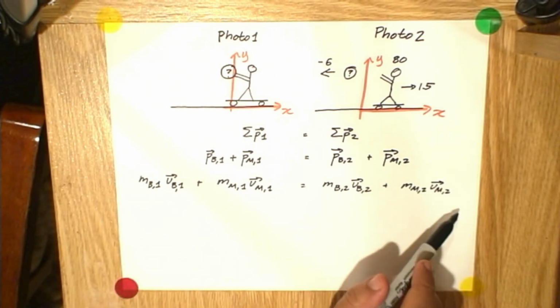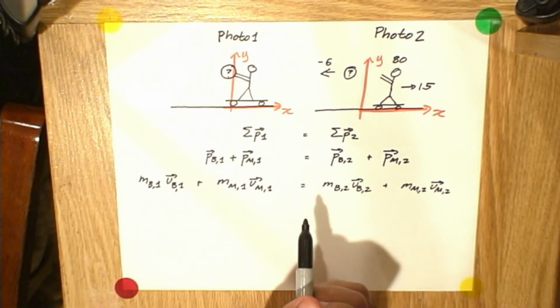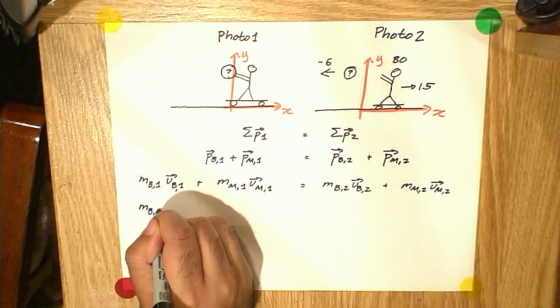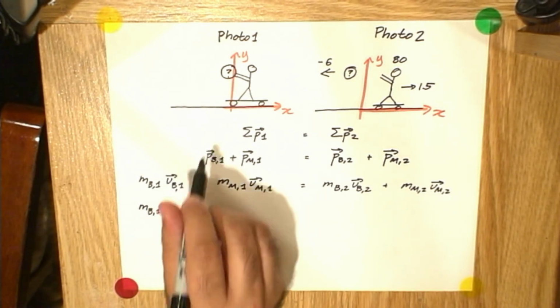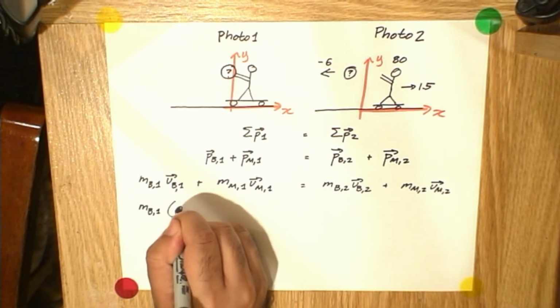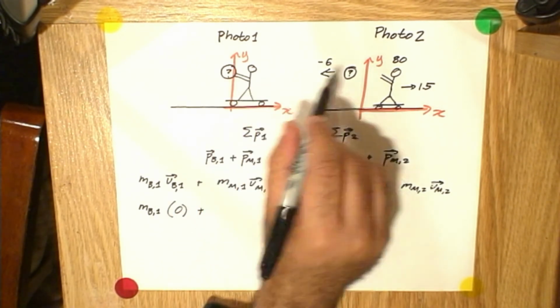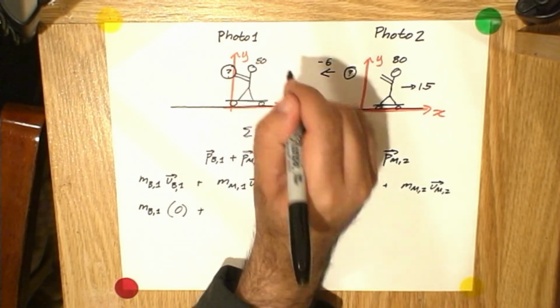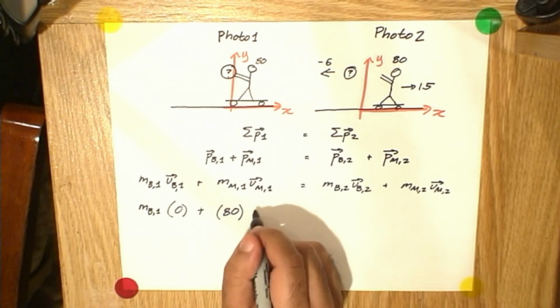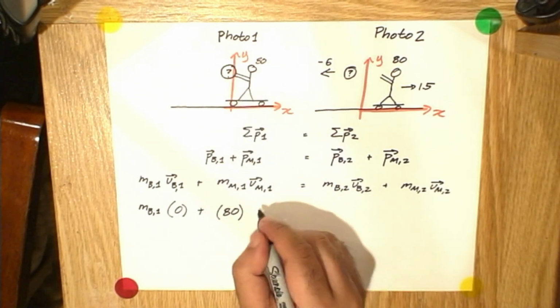Now that this is expanded, we can plug in all the information that we know. The mass of the ball in photo 1 is unknown, but its initial velocity is 0 because it's standing perfectly still. The mass of the man was 80 kilograms, and I could add that information here as well, times the initial velocity of the man, but that was also 0.